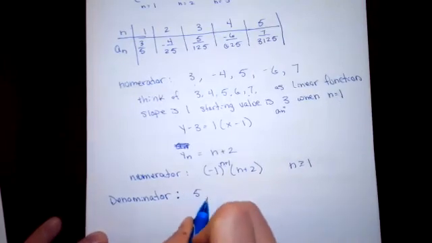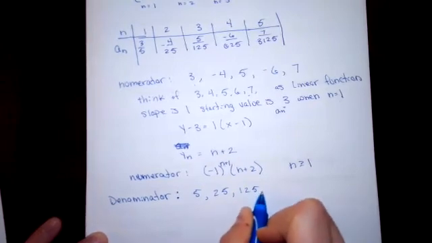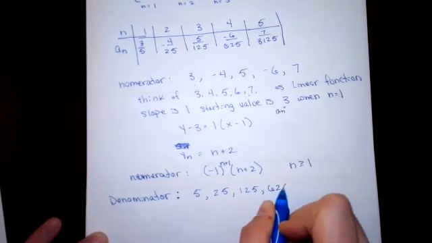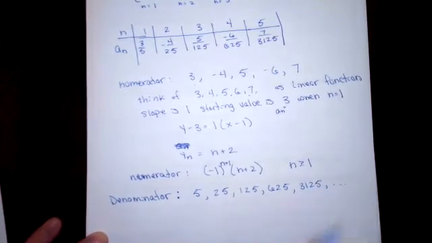Denominator goes 5, 25, 125, 625, 3125. So what's going on with this guy? What type of function describes this?